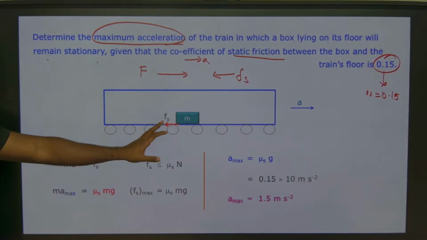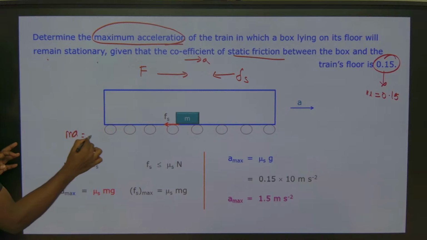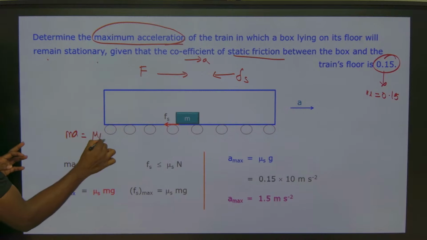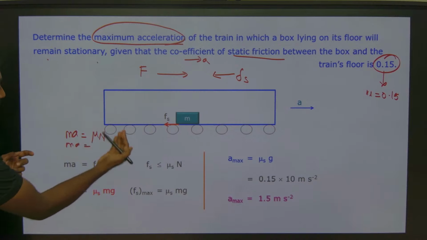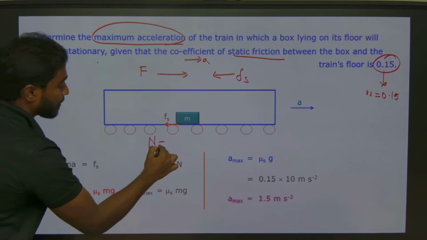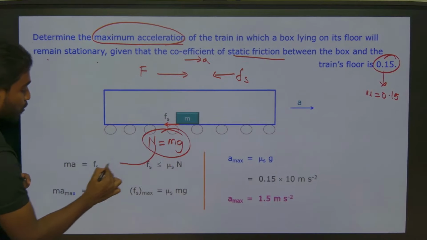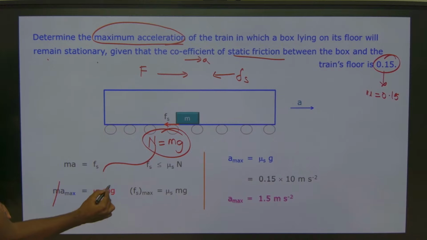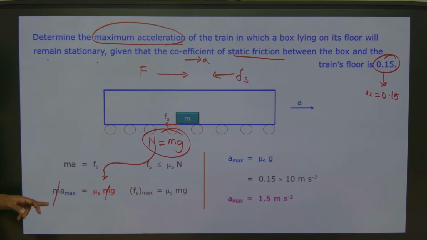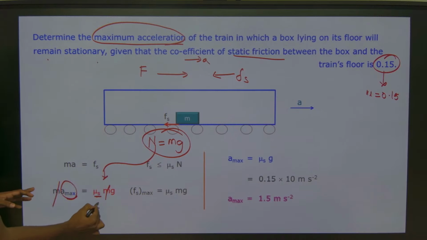So this ma will be equal to mu into n. No, that's it. So ma will be equal to, what is n? mg. I'll substitute the value here. So m will get cancelled. So a max I need to find. What is the maximum acceleration I can use? So what is the value of mu? 0.15 into 10. That's it.